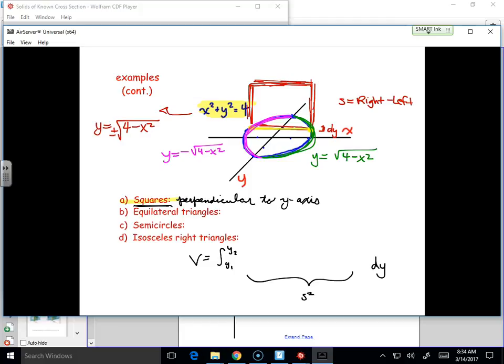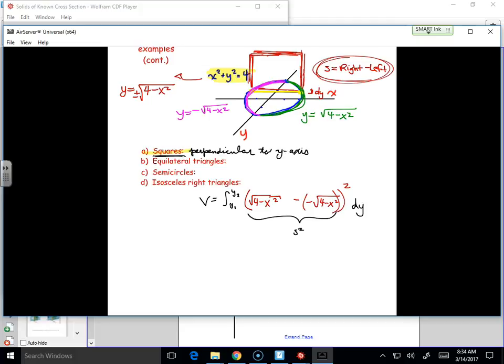So how am I going to plug into my formula down here where I need to plug in a function, or in terms of y, the side of the square? Yeah, I subtract. Who's on the right? The green one, 4 minus x squared. Who's on the left? The fuchsia, purple, that one. And if you guys notice, especially with the circle, they're going to be symmetric, meaning when you subtract one from the other, can't we just say minus a negative is a positive? So wouldn't that just be 2 square root of 4 minus x squared?